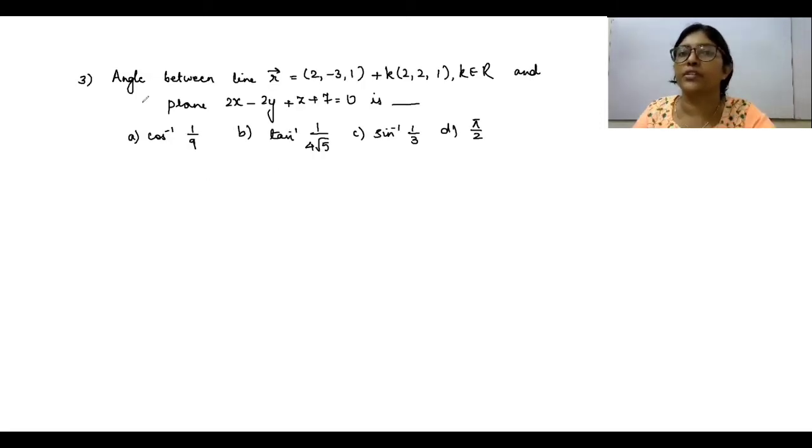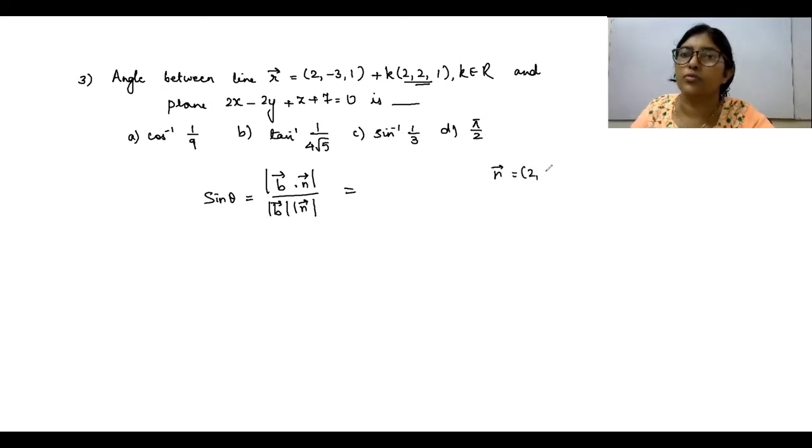Option B. The question is the angle between line and plane. So we know the formula for this is sine theta is equal to b dot n upon magnitude b into magnitude n. Modulus, of course. So what is b dot n? First of all, over here, this is the value of b and n will be 2, minus 2, 1. So let's find b dot n. Write b here: 2, 2, 1. So b dot n is 4 minus 4 plus 1.